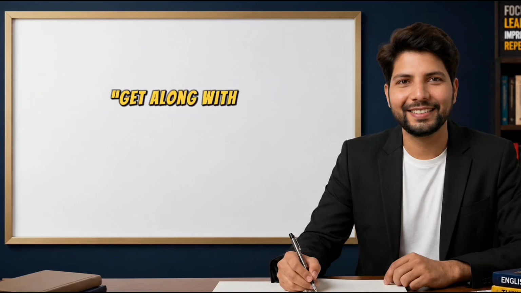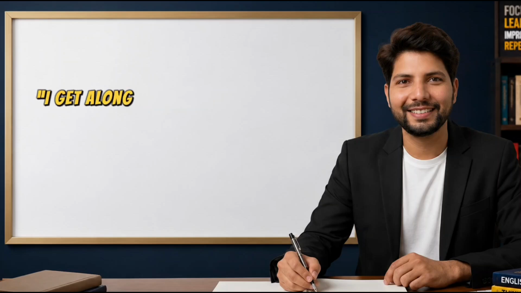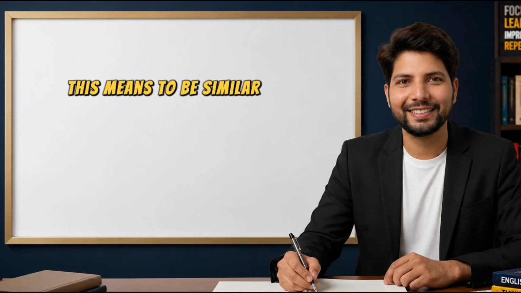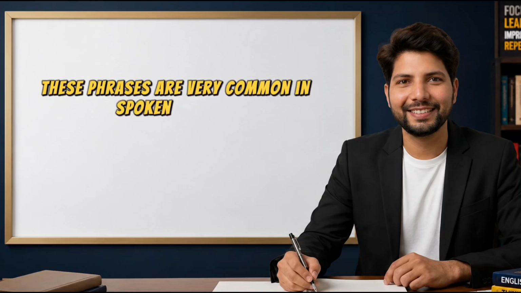Get along with. This means to have a good relationship. Example, I get along well with my brother. She gets along with everyone in the family. Take after. This means to be similar to someone in your family. Example, I take after my father. My sister takes after our mother. These phrases are very common in spoken English.